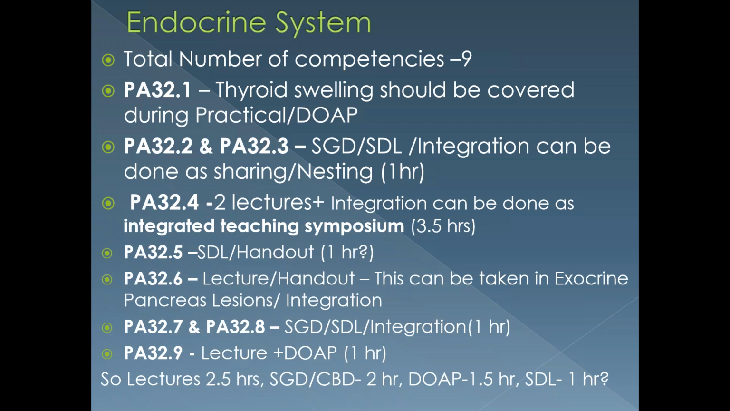PA 32.7 and PA 32.8, small group discussion, SDL integration for 1 hour. This is similar to the one where we did a merged session with hyper and hypothyroidism. And finally, the last one is a combined lecture and DOAP of 1 hour, on adrenal neoplasms. So 2.5 hours lecture, small group discussion 2 hours, DOAP 1.5 hours, and SDL if required 1 hour at the most.